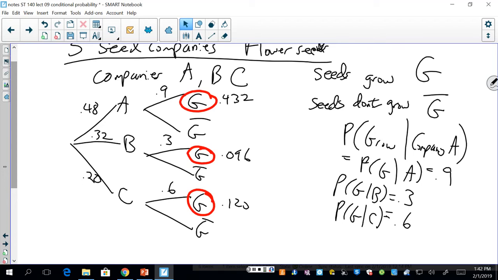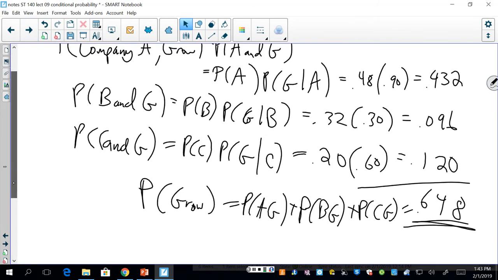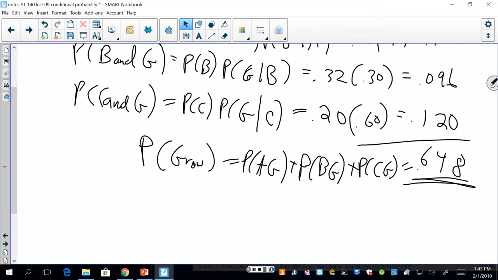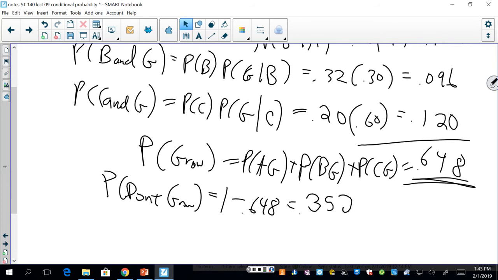What's the chance that the seeds don't grow? It's 100 minus the chance that they do grow. One way to do that, which is perfectly valid, is that you either grow or don't grow. Other variables you might have recorded: grow well, grow poorly, grow not at all. You might have had more levels. In this one, we just have 2. So the probability you don't grow is 1 minus that, 0.352, about 35% of the time.